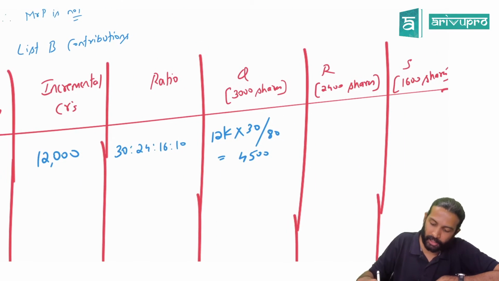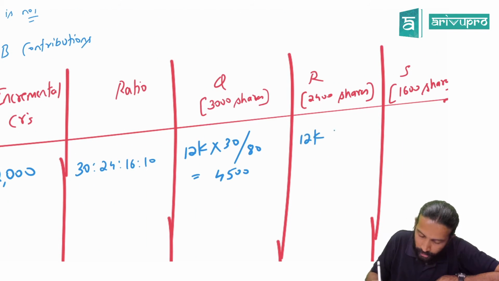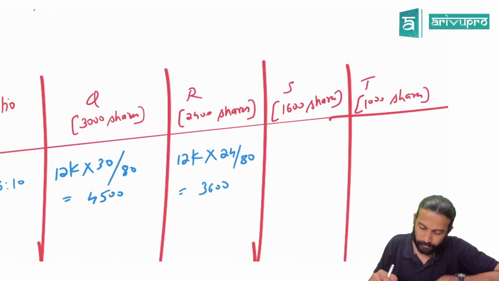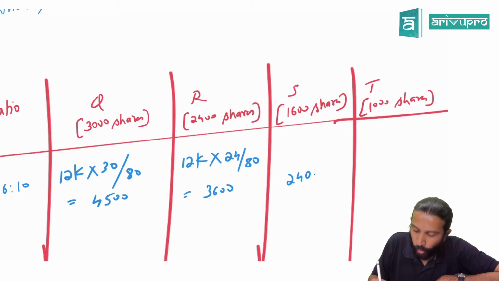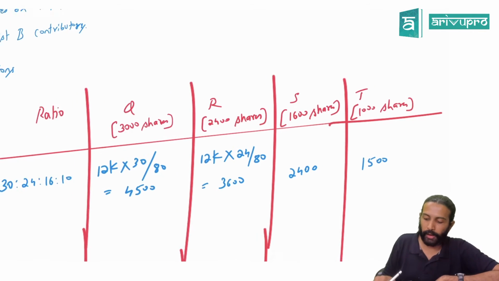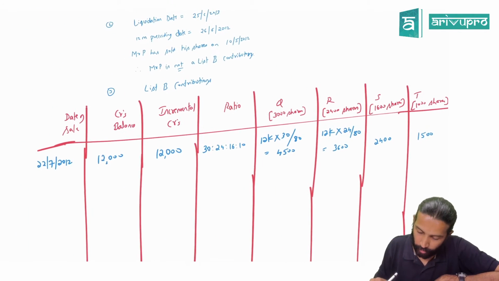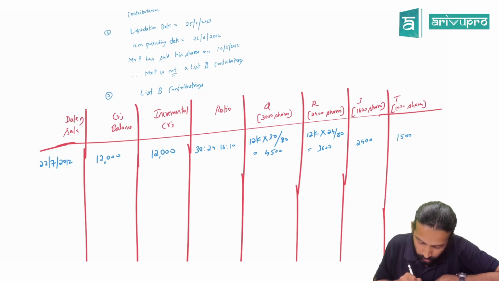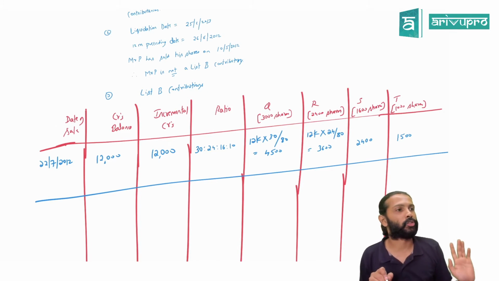4,500. Similarly, R's share will be what? 12,000 into 24 divided by 80. How much is this? 3,600. And S's? 2,400. And T's? 1,500. So far, okay now? Everybody okay with this? Can I go on with the next one, sir? Are we good with this so far?